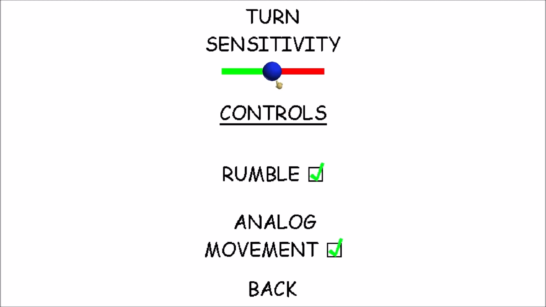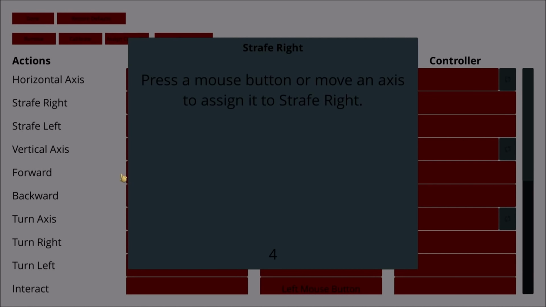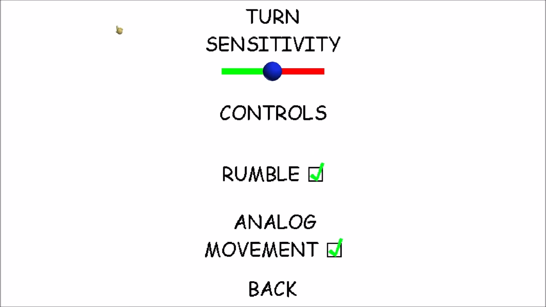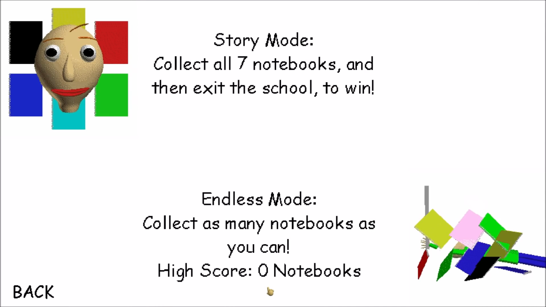Alright, let's go to options. Ooh, there's a sensitivity? Oh man, I've never seen this before. I might as well keep it in the middle. Alright, there's a rumble. Never seen a rumble. An analog movement. What's an analog movement? The controls? Whoa. Never seen this before. Are these the keyboard movements? Oh, that looks a little interesting there. Alright, might as well click done. Go back. And then get started.